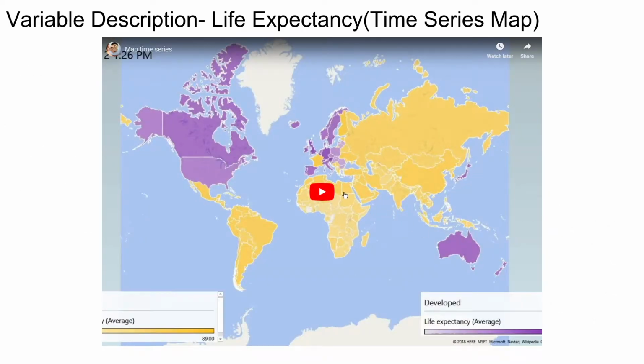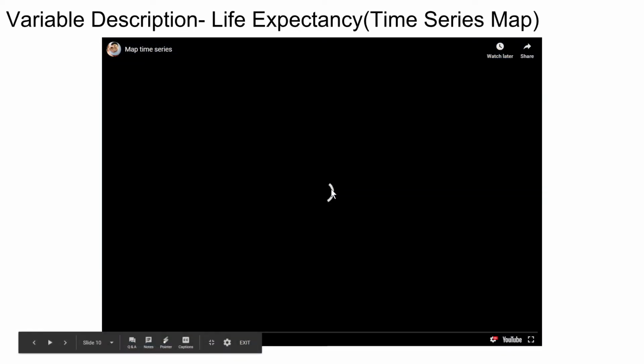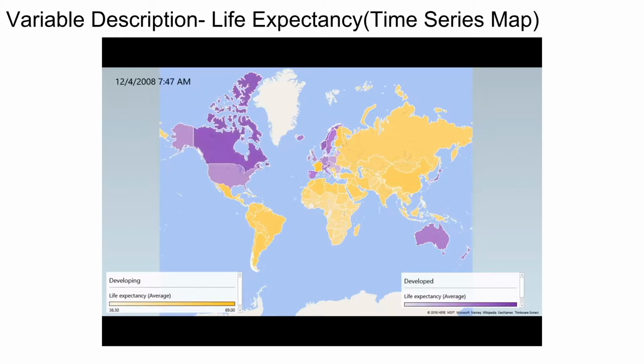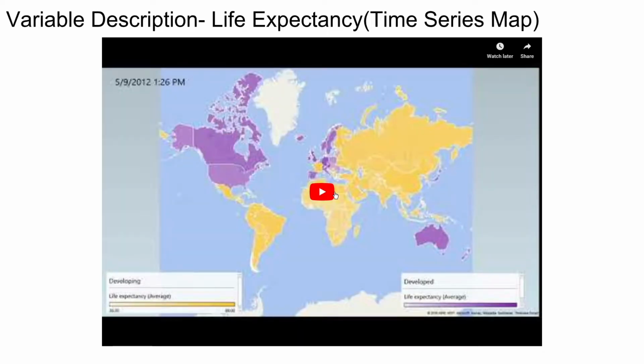If we take a look at this time series map, you can see that over the years, the average life expectancy has improved in most developed and developing countries. You can see that with the darkening of the shading colors in this map.